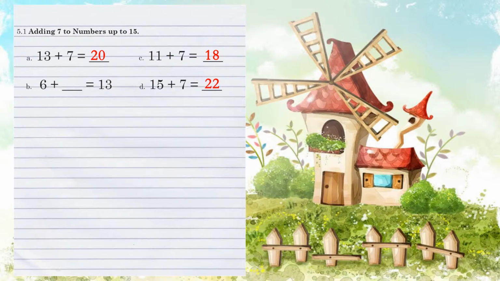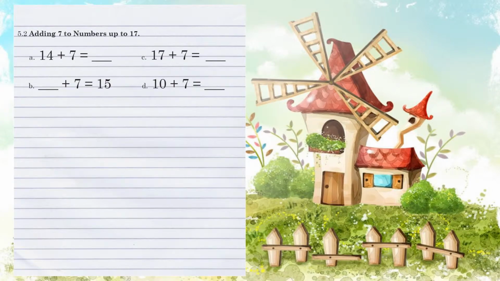Let's look at example B. 6 plus what number equals 13? Let's count. Basically, you're going to count from 6 to 13 and see how many marks you make. So we have 7, 8, 9, 10, 11, 12, 13. We have 7 marks, so we are adding 7.